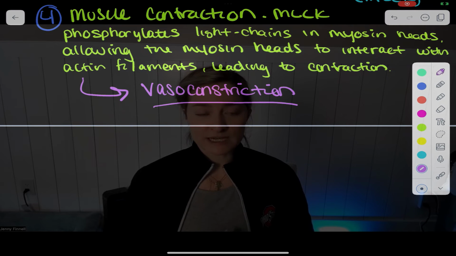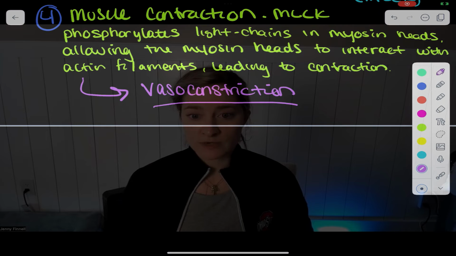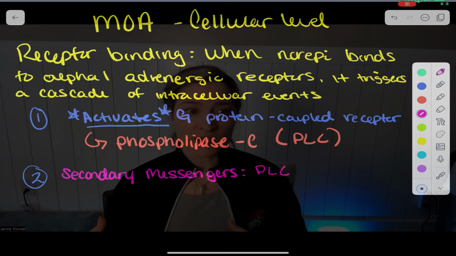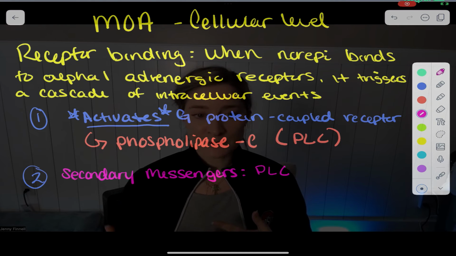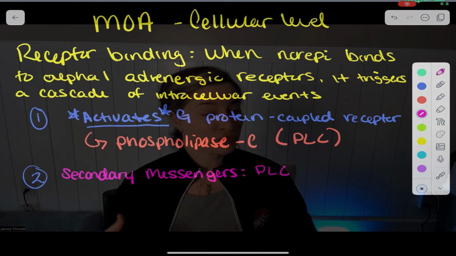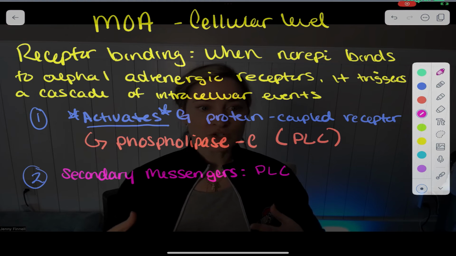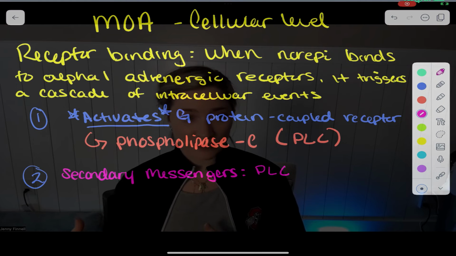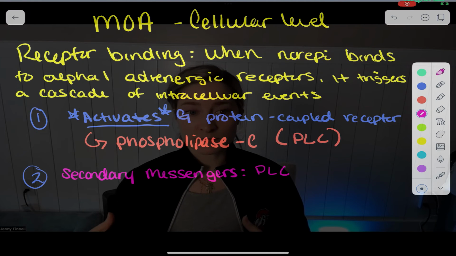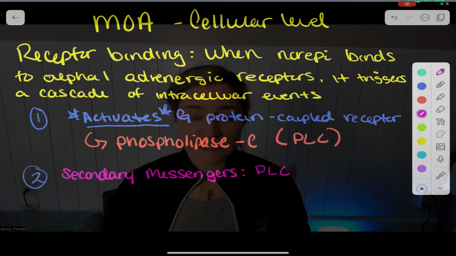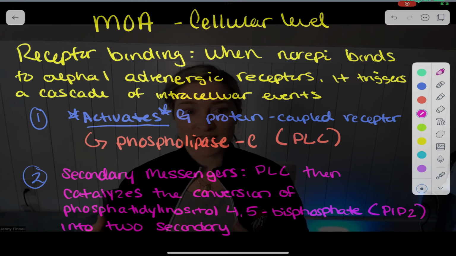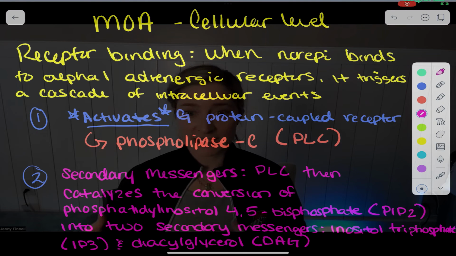Let me cover that one more time, because that was a lot of heavy information coming at you at once. I want to do another brief, quick overview of the mechanism of action, down to the cellular level, of norepinephrine. First, you have the receptor binding, where your alpha-1 adrenergic receptors and all your adrenergic receptors trigger a cascade of intracellular events, such as G protein-coupled receptor pathways, which then lead to the activation of PLC, or phospholipase C. The phospholipase C catalyzes conversion of PIP2 into secondary messengers such as IP3 and DAG.